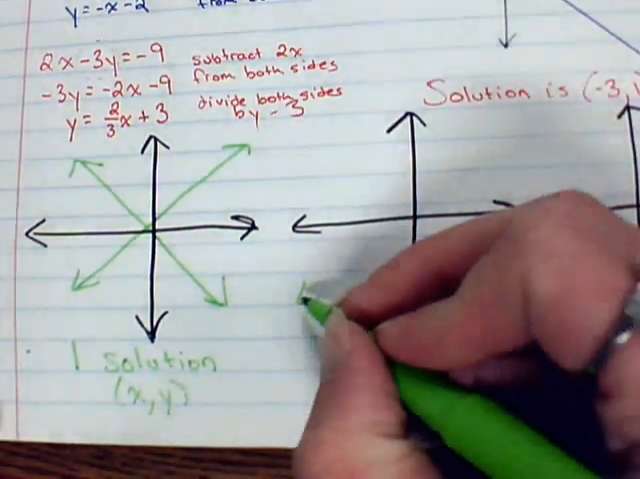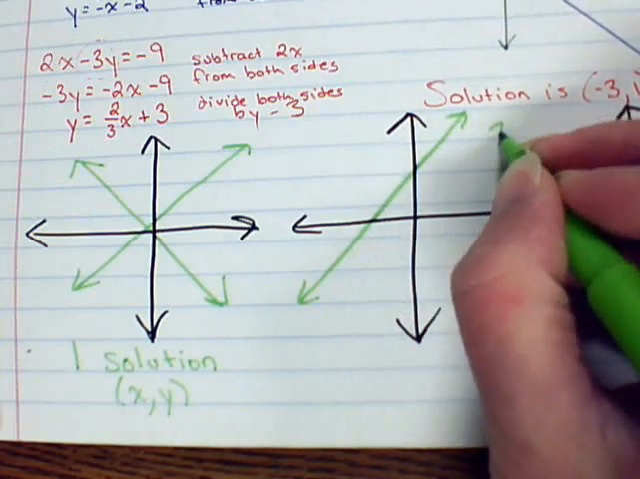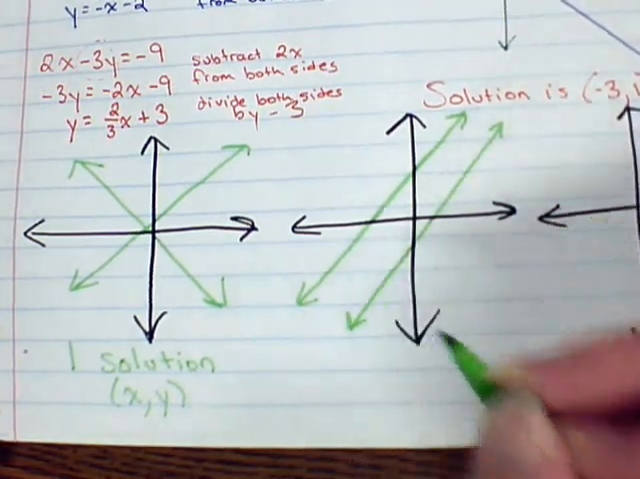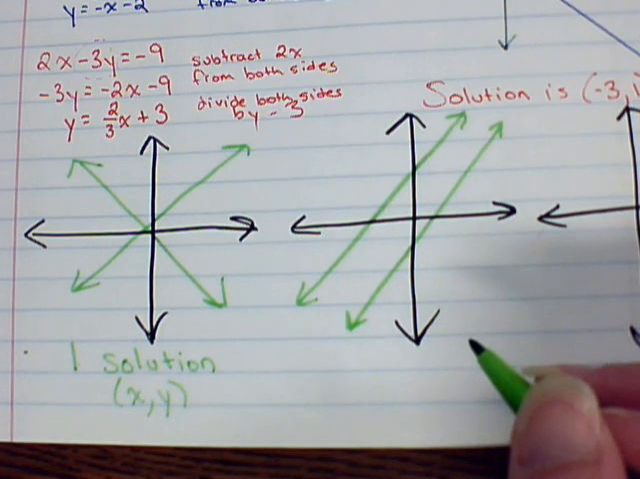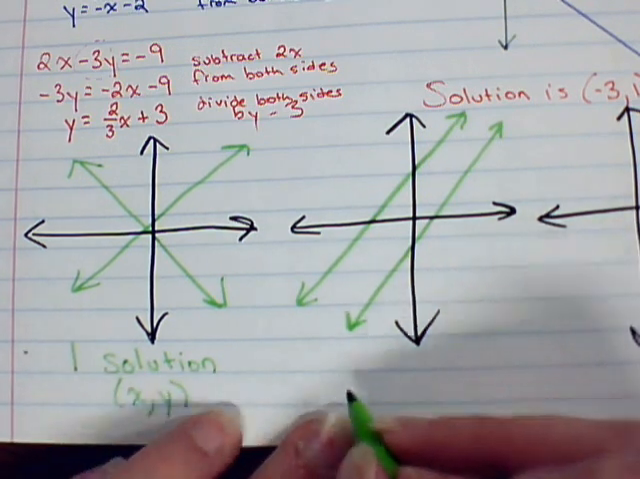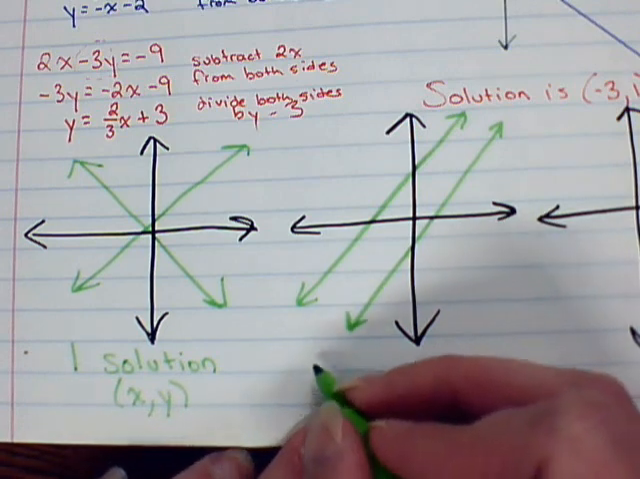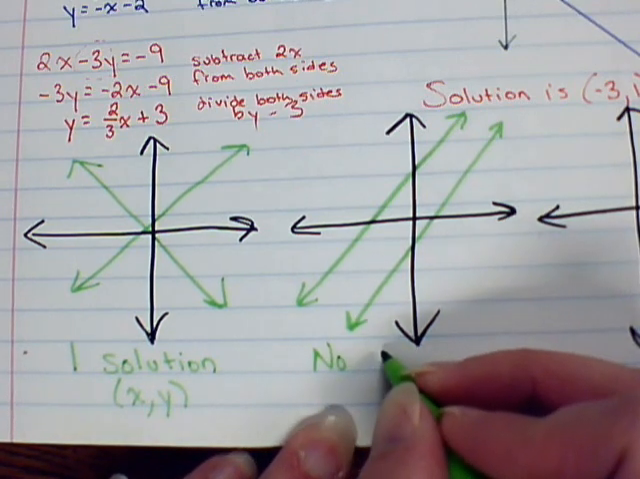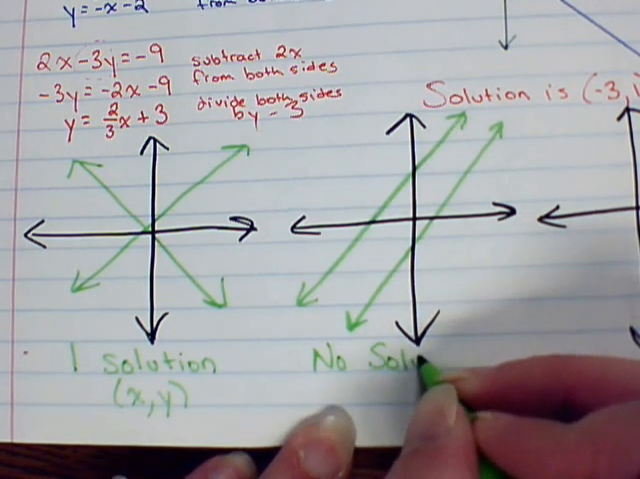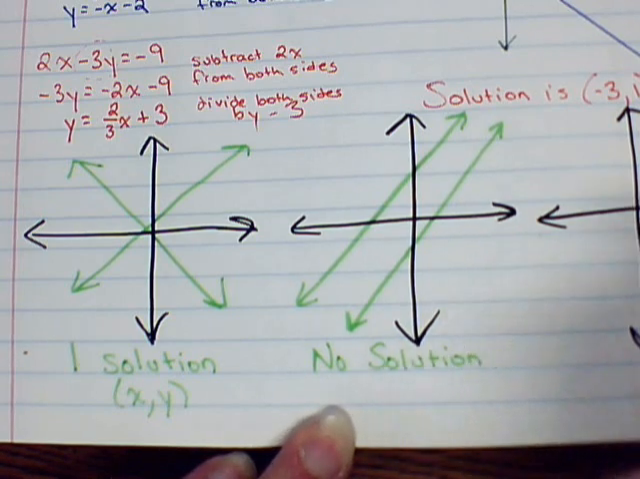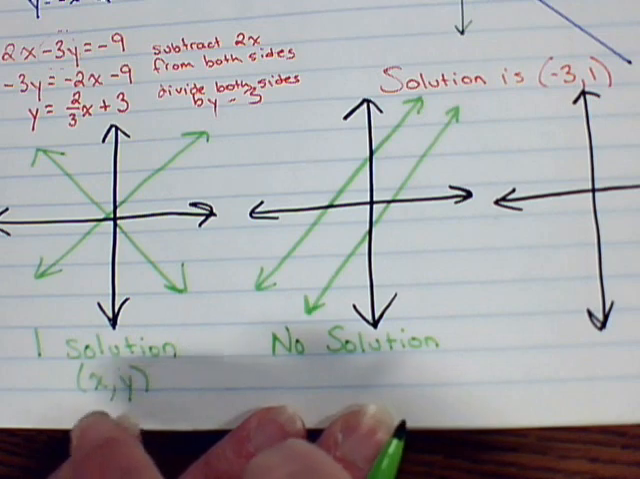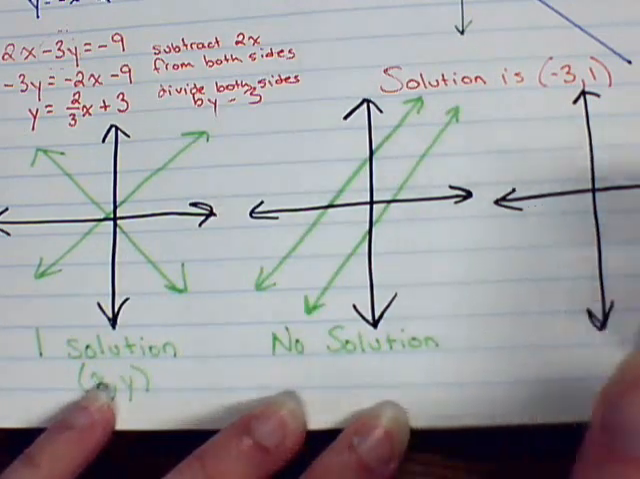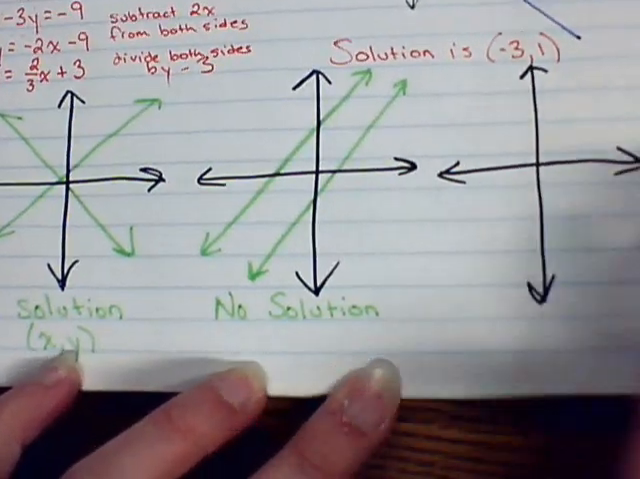Now, the other option is that these 2 lines might never, ever touch. And if you remember back, that means they're parallel, right? When you have parallel lines that never touch, you will have no solution. There is no way you could find an x value that works for both of them and gives you the same y value output, because they never touch.